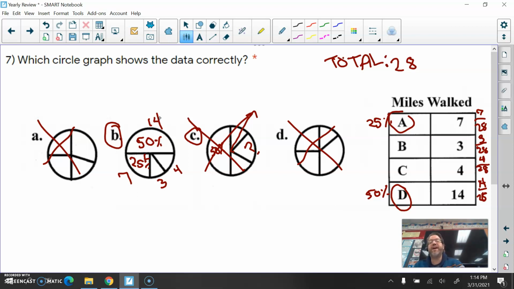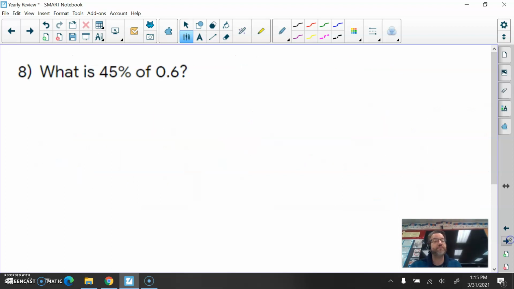And so how did I find that? By figuring out what part of the whole these are and looking to see, well, is there a circle graph that would match having a 50% and a 25% section? Okay, so definitely B would be the one that would match best.